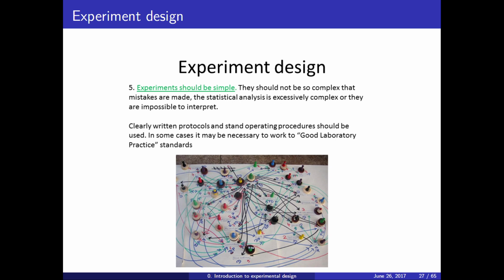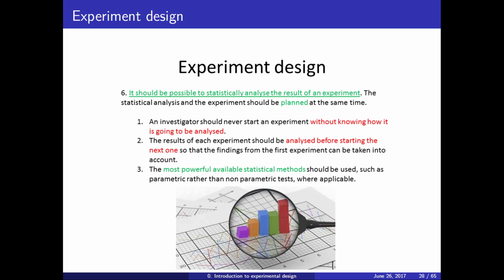And also there should be clearly written protocols and procedures that are known before doing the experiment. And this is, for instance, what good laboratory practice standards require. And the same applies to the statistical analysis. So if the statistical analysis is too complex, probably you are torturing the data to reveal whatever you want. And you shouldn't start an experiment without knowing how you will analyze your data. So that kind of analysis that you will do should be known beforehand. And ideally, the results of each experiment should be analyzed before starting the next one if they are somehow connected, so that the information you get from the first experiment helps you to better design the second one.